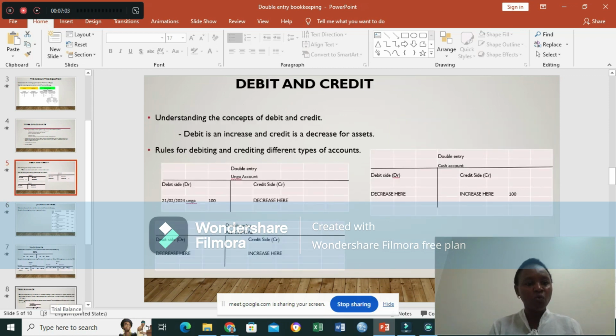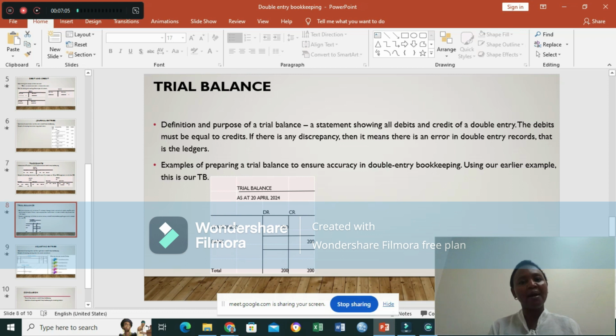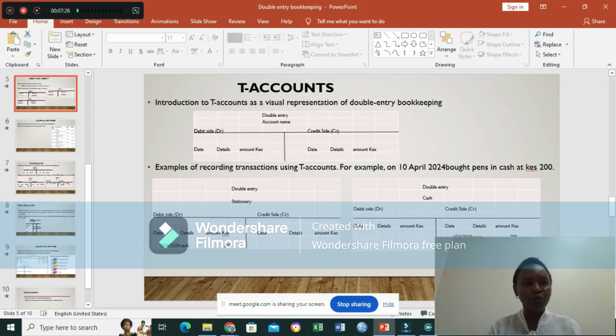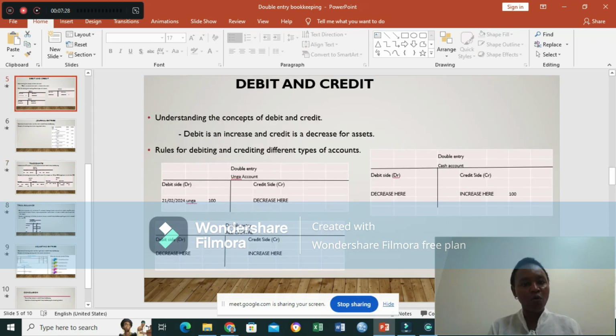When it comes to trial balance, a trial balance is a statement that shows all debits and credits of double entry. The debits must be equal to the credits, and if there is any discrepancy, then it means that there is an error in the double entry record in the ledgers. So, for example, in the first example that I showed you, when you went to buy unga, you debited unga and you credited your cash account.